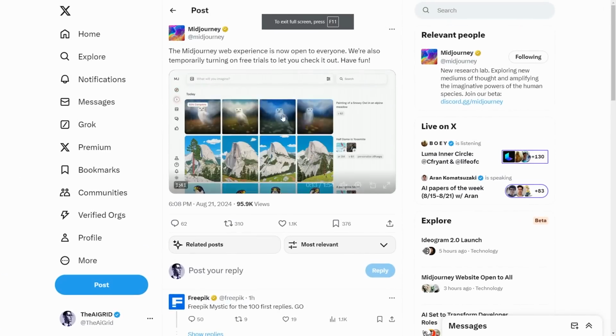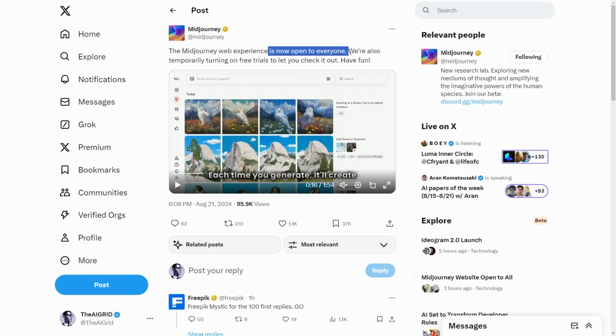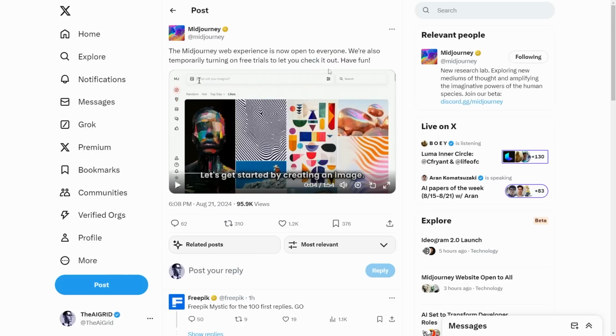Now, in other AI image generation news, Midjourney are now releasing their web experience to everyone. Previously, this was only available to people with a certain number of image generations, but now it's available to everyone. If you don't know what Midjourney's website is, I'm going to show you guys what it is, because it's pretty cool.